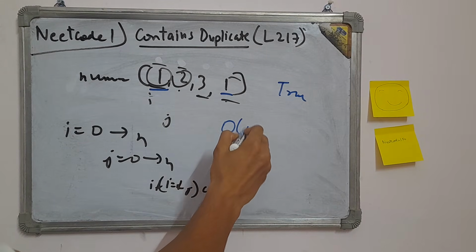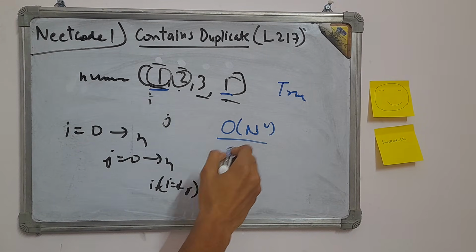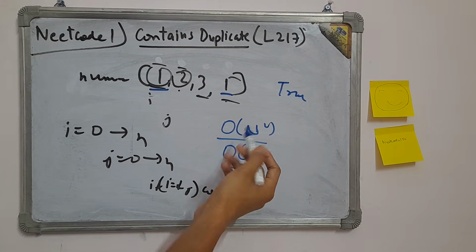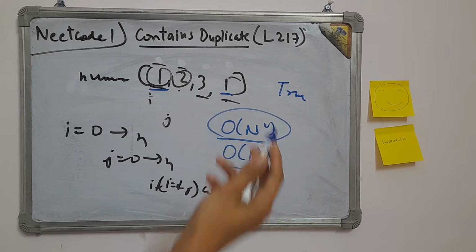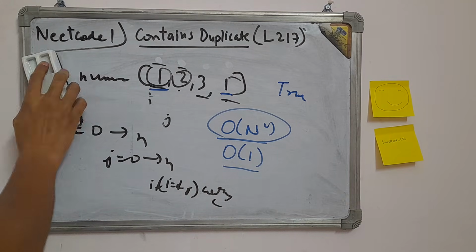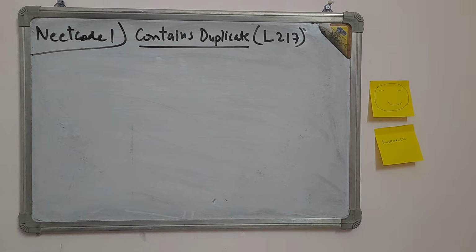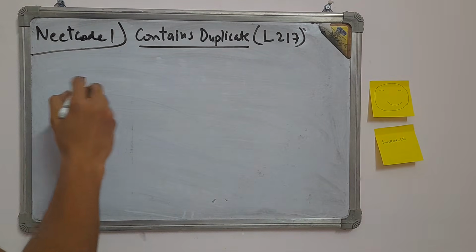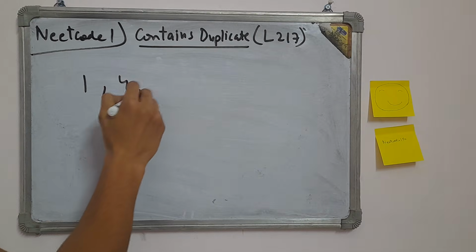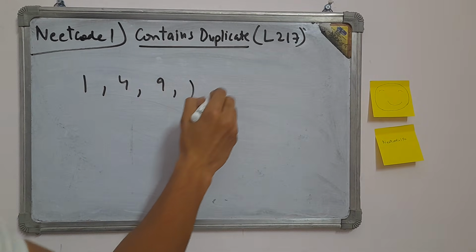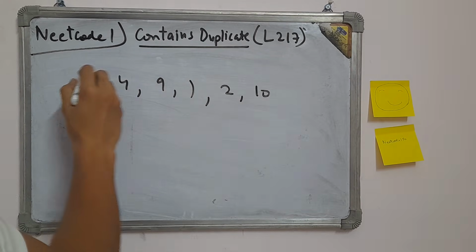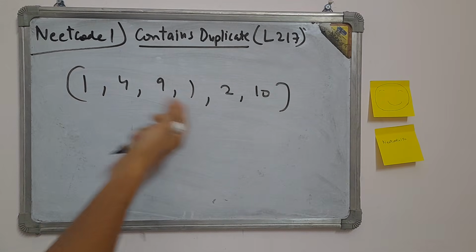The time complexity is O(n²) and the space is O(1). So we need to reduce this. O(n²) is not that good. So our next solution is a better one. It will take the same space, which is O(1), but the time will be decreased. So let's say the array is 1, 4, 9, 1, 2, 10. Now we can see that these are duplicates.